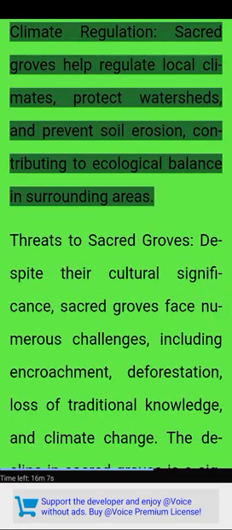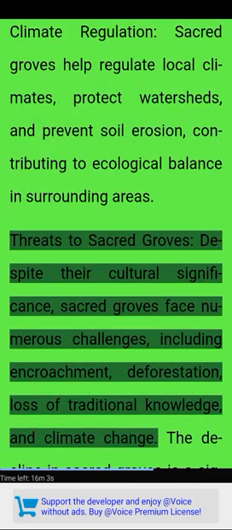Climate regulation. Sacred groves help regulate local climates, protect watersheds, and prevent soil erosion, contributing to ecological balance in surrounding areas. Threats to sacred groves.